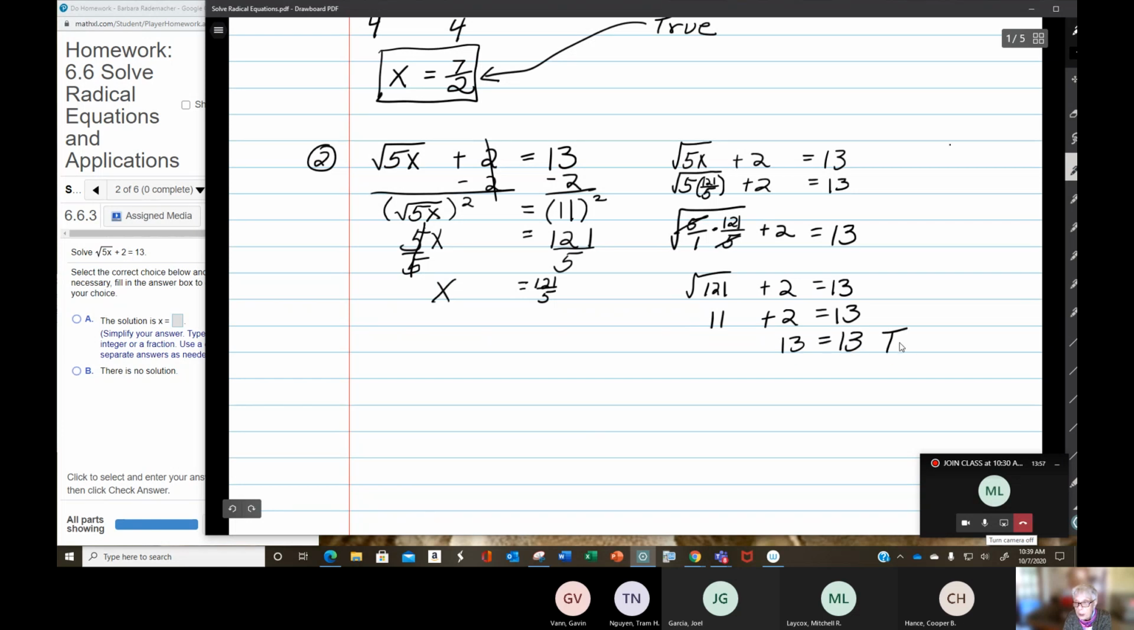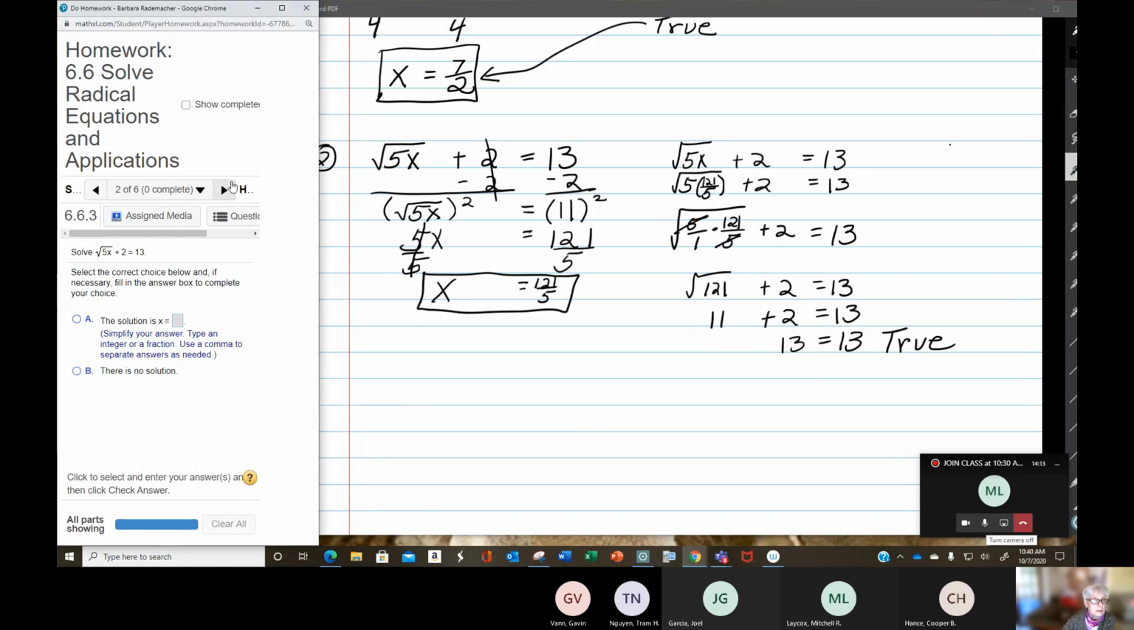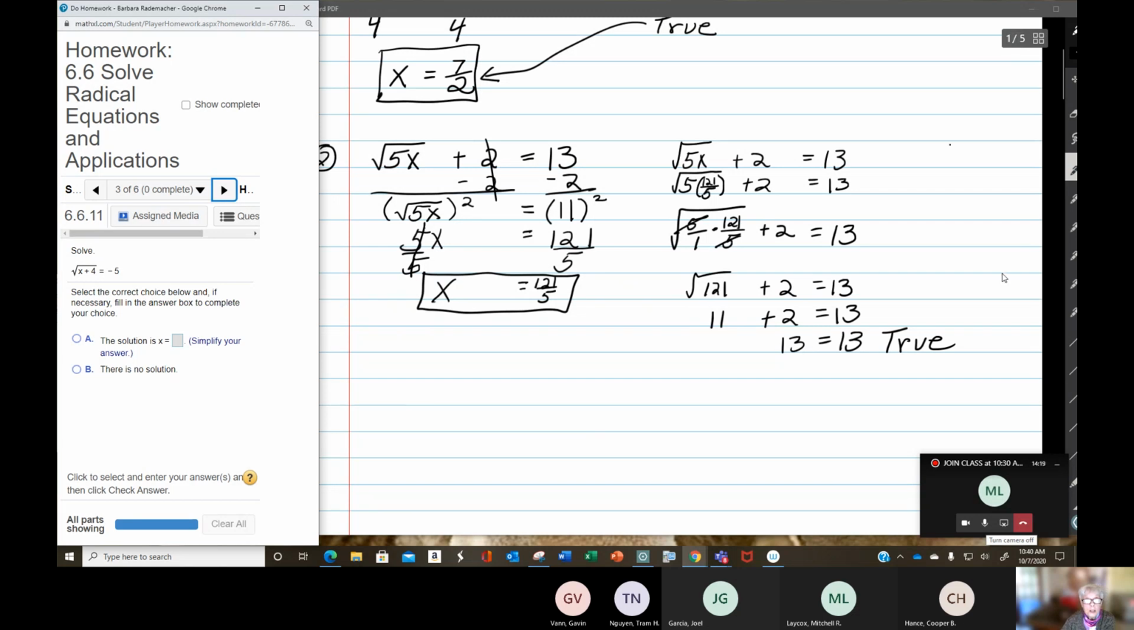Okay, that's true. So that means this is the correct solution. And we were lucky. Believe me, we were lucky. Let's do another one.